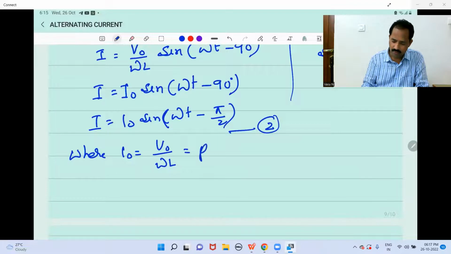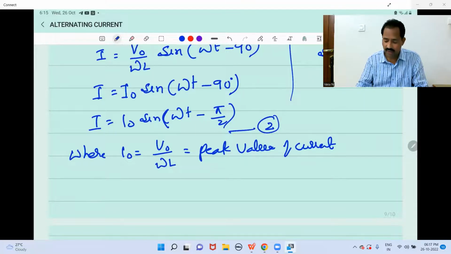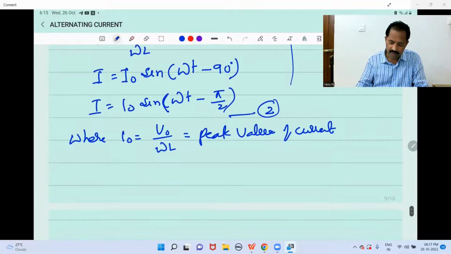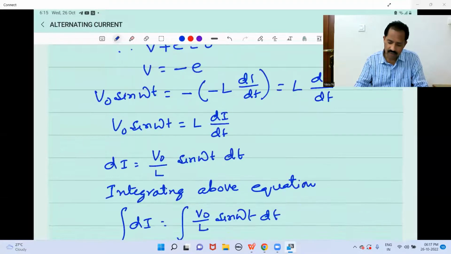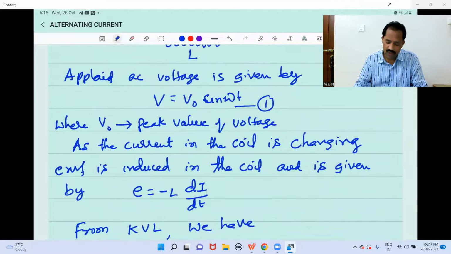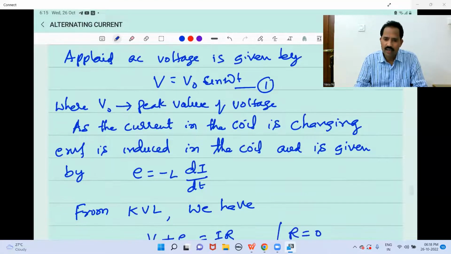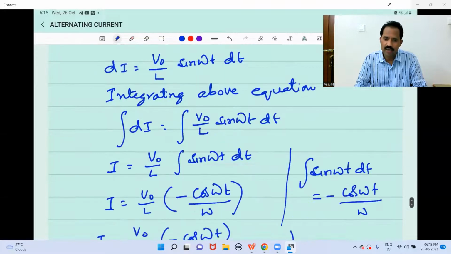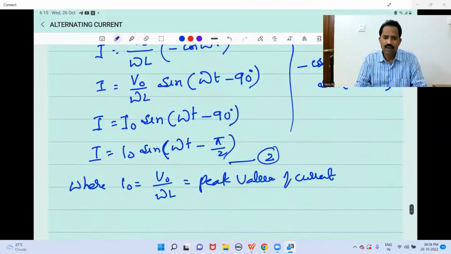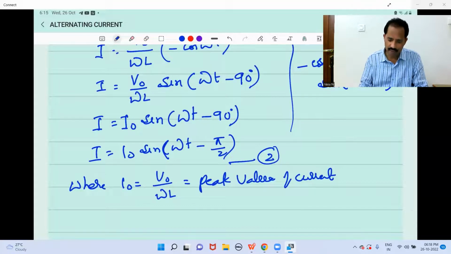is equal to the peak value of current, peak value of current in the circuit. Okay, see from equations 1 and 2 it is very clear. Look at equation 1: V is equal to V0 sin omega t. Here the phase term has omega t. Now what has happened to I? At the same instant of time, current in the coil is given by I is equal to I0 sin of omega t minus pi by 2.